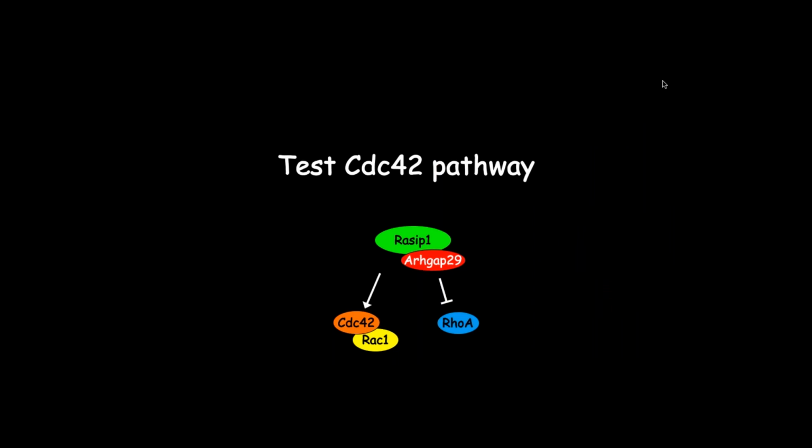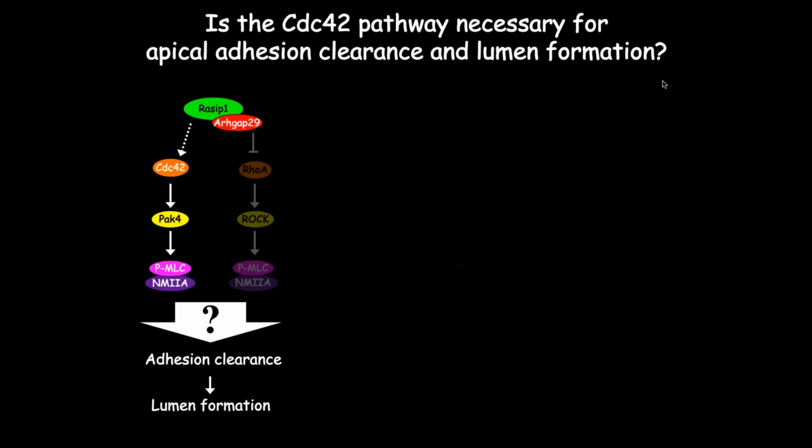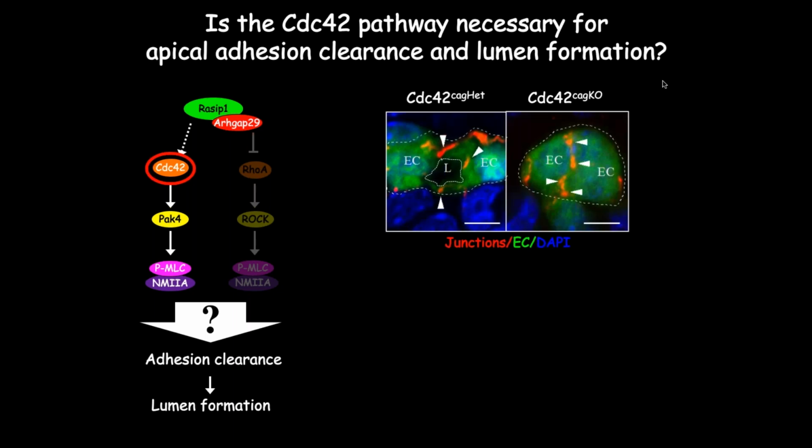At this point, we're deciding to test this pathway, and we're going to start off on the left-hand side here and test the CDC42 pathway. So we're going to ask the question, is CDC42 necessary for this apical adhesion clearance? What I'm going to show you fairly quickly here is a series of either mutants or whole embryo cultures with pharmacological agents that are going to knock out all of these pathway components one by one. We're going to go on the left-hand side of the model first, and then we're going to move on to the right-hand side. So the first experiment that David did was just to knock out CDC42 genetically in these early cords.